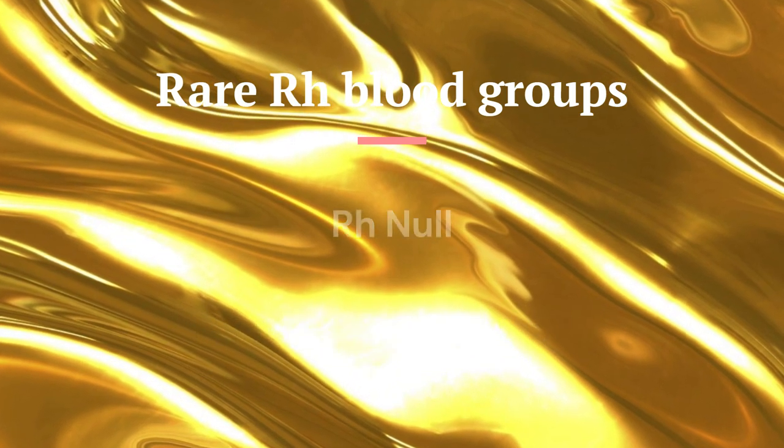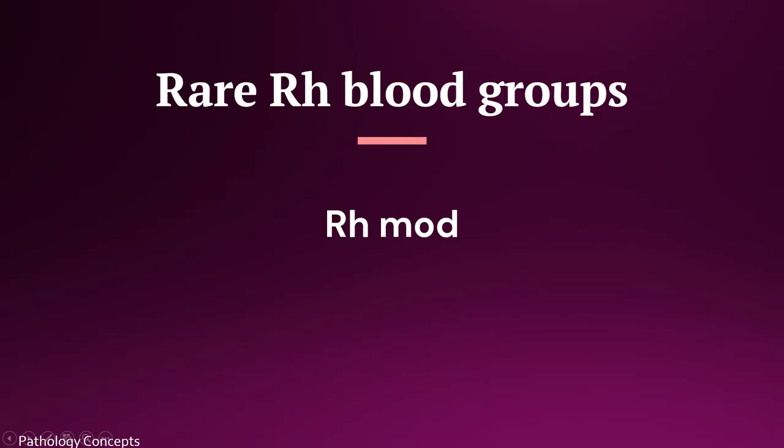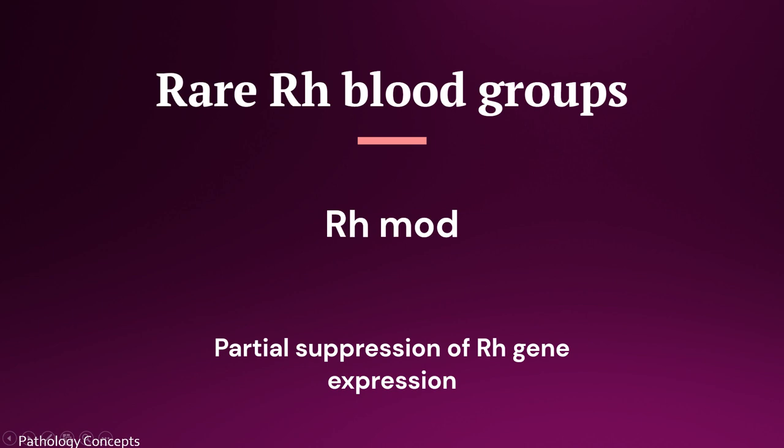The fourth rare blood group is Rh mod. There is a partial suppression of Rh gene expression similar to Rh null, but the clinical features are less severe in Rh mod.